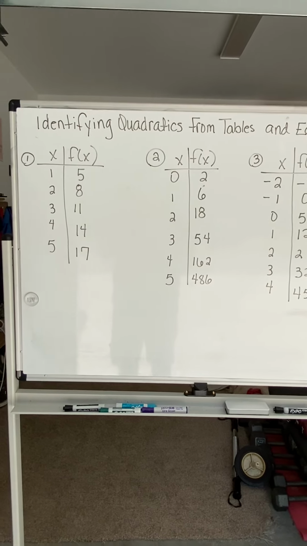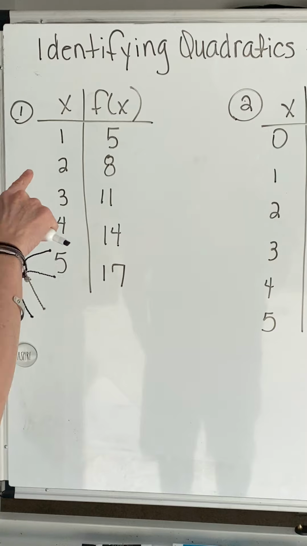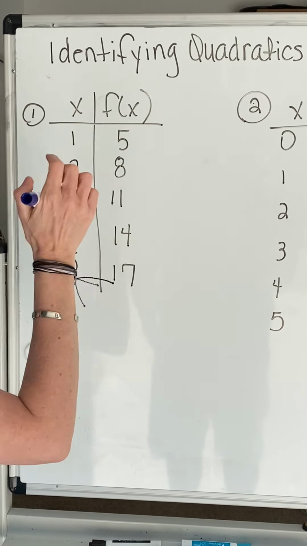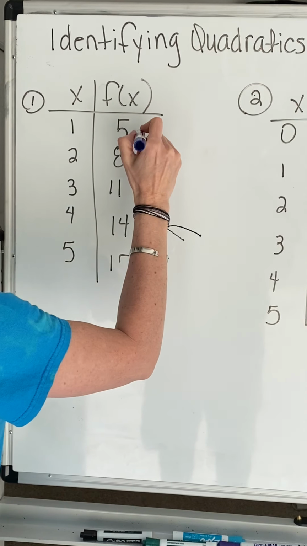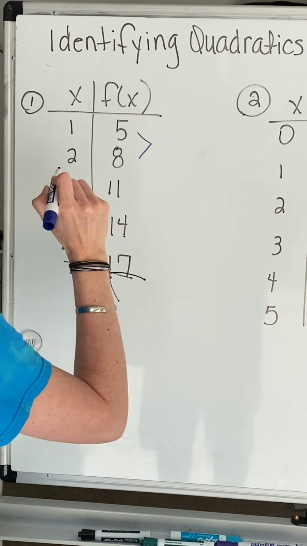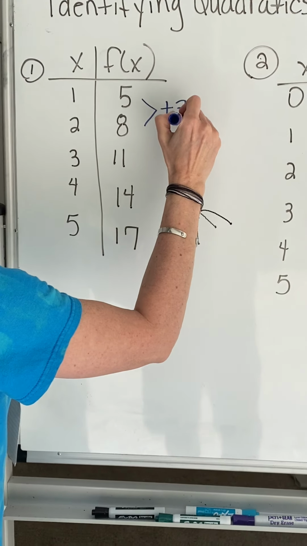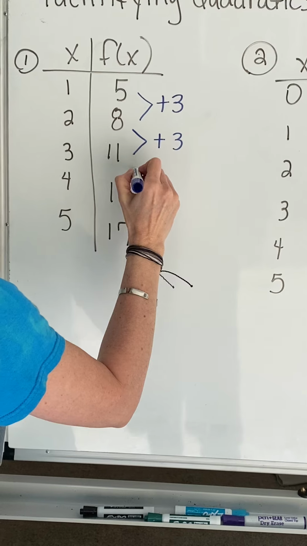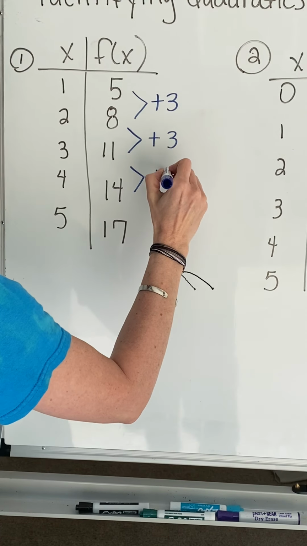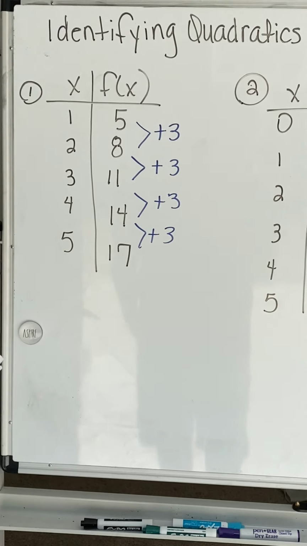So in number 1, what you need to look at is the pattern for the y values. So I have x and f of x. Remember, f of x is the same thing as y. So we're going to look at what happens when you go from one term to the next. So from 5 to 8, that is adding 3. From 8 to 11, that is adding 3. From 11 to 14, that is adding 3. And from 14 to 17, that is adding 3.